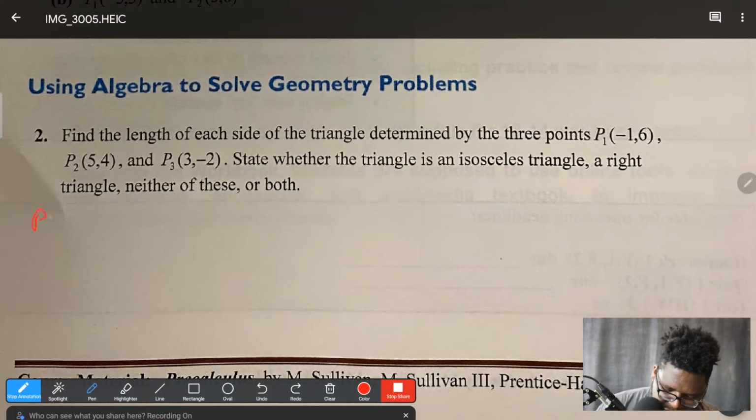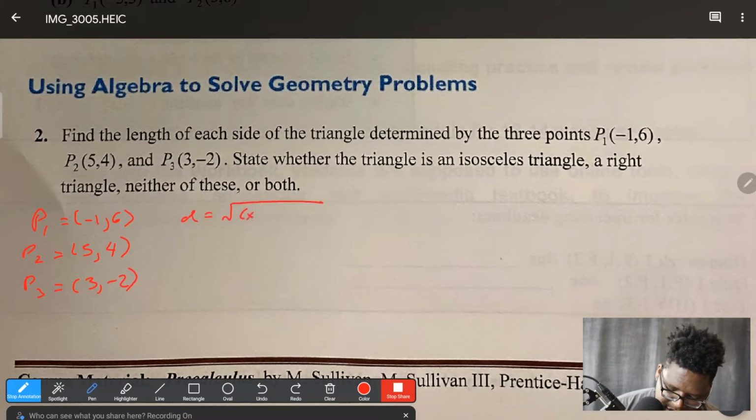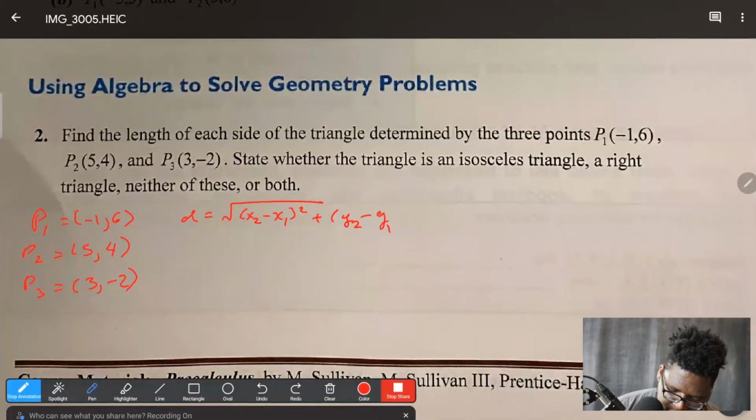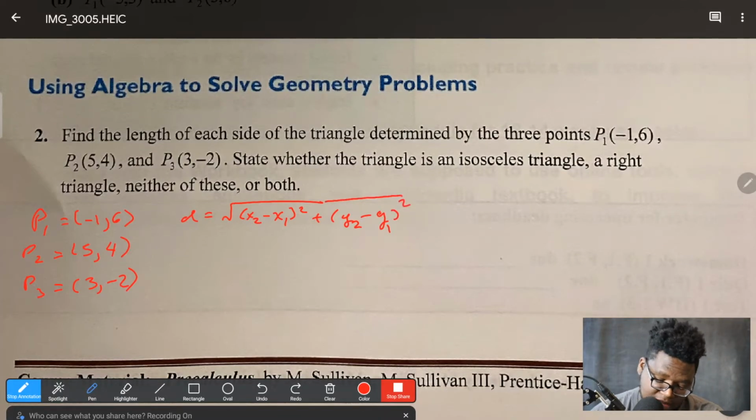So we got P1 is (-1, 6). P2, so point 2, is (5, 4). And then point 3 is (3, -2). Now, if we remember, the distance formula is the square root of (x2 minus x1) squared plus (y2 minus y1) squared. Okay?